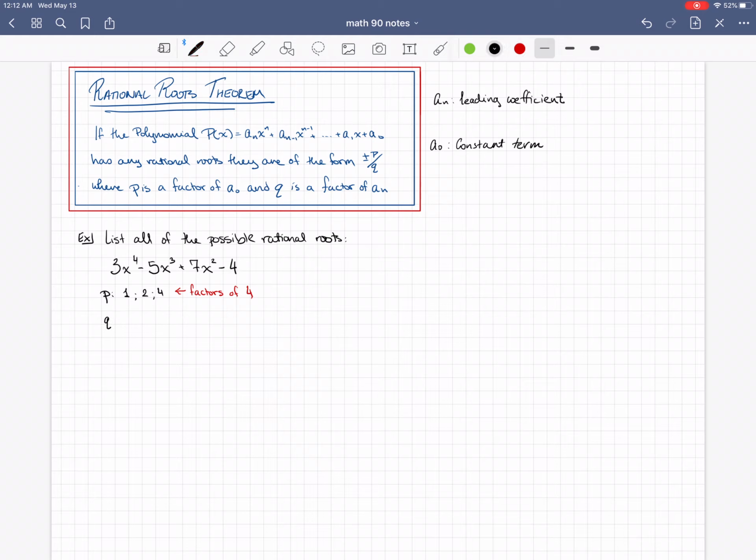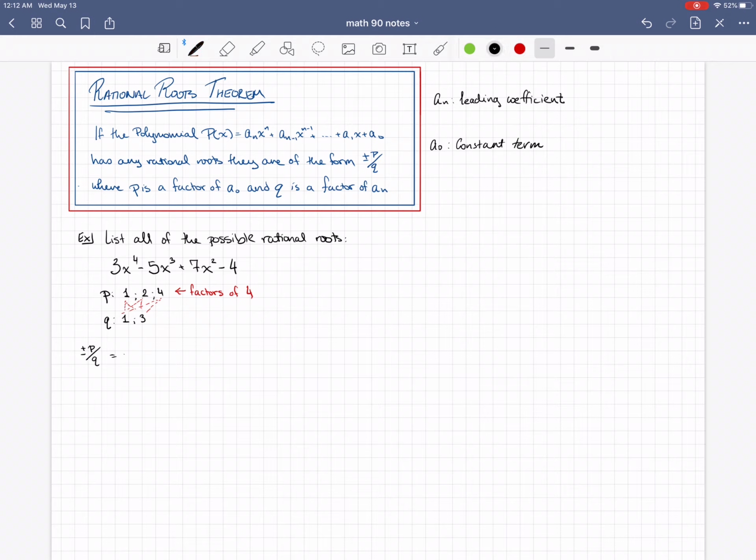Now for Q. So looking at the rational roots theorem, Q is a factor of the leading coefficient. Our leading coefficient here is 3, and that's always kind of handy because prime numbers like 3 don't have very many factors. All right, so now let's look at plus or minus P over Q. So what I like to do, and I think that this is just the most meticulous way to do it, is just take every one of the possible values of P and divide it by every possible value of Q.